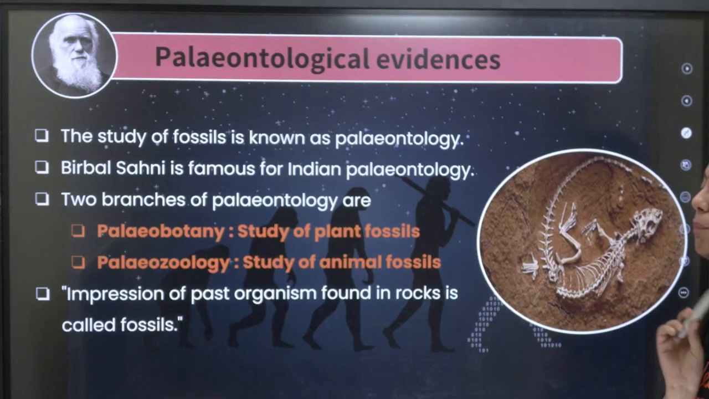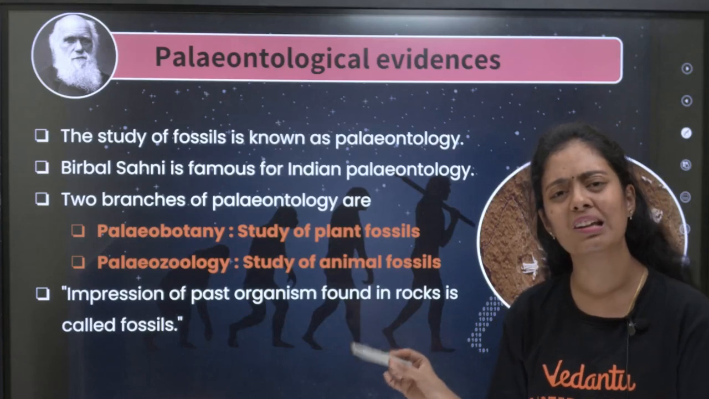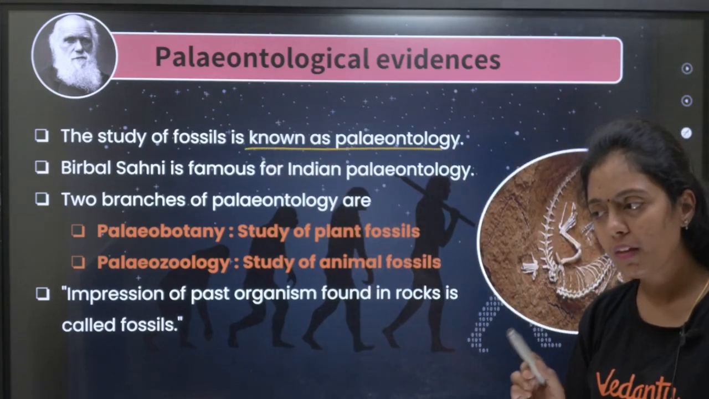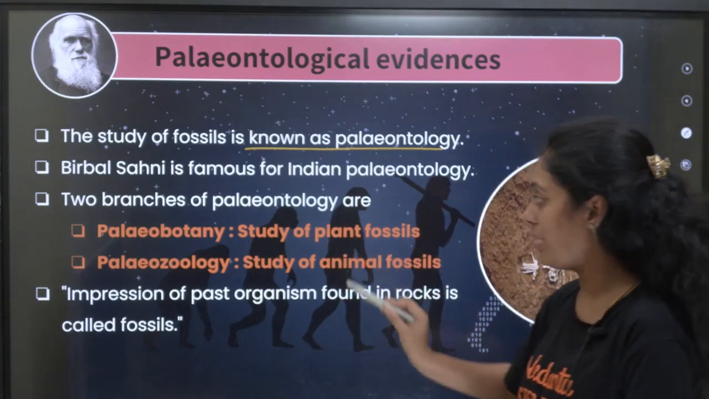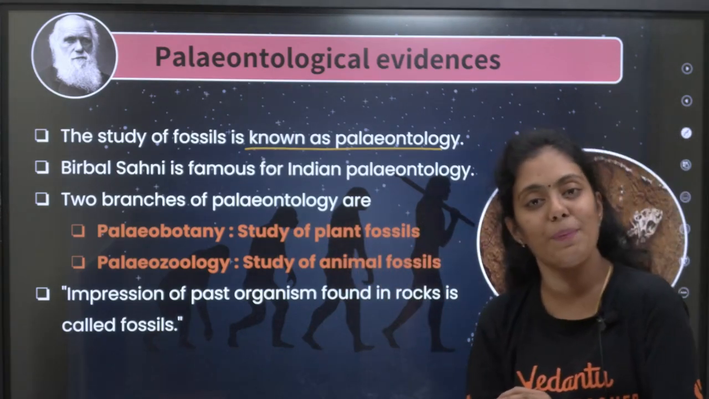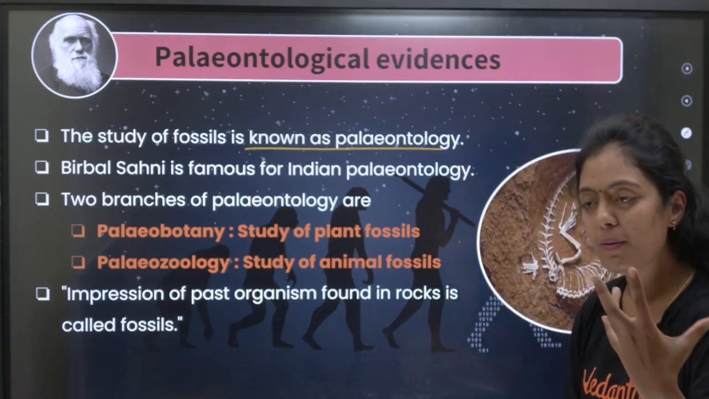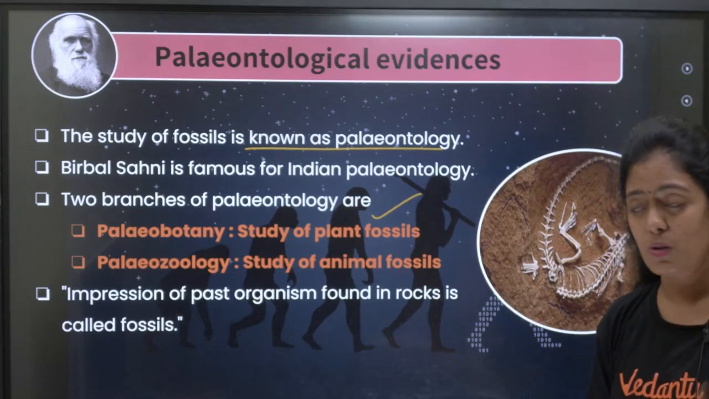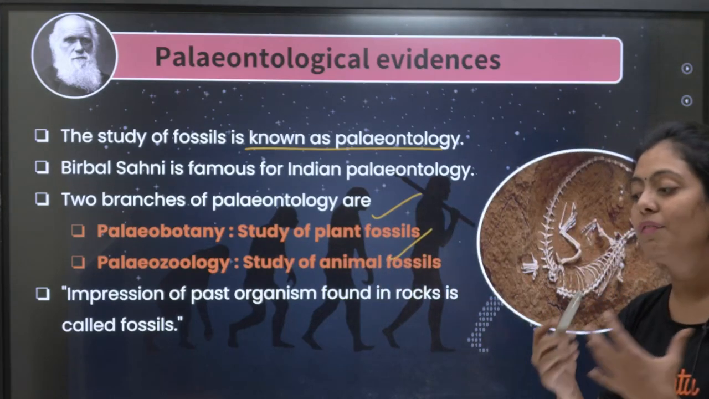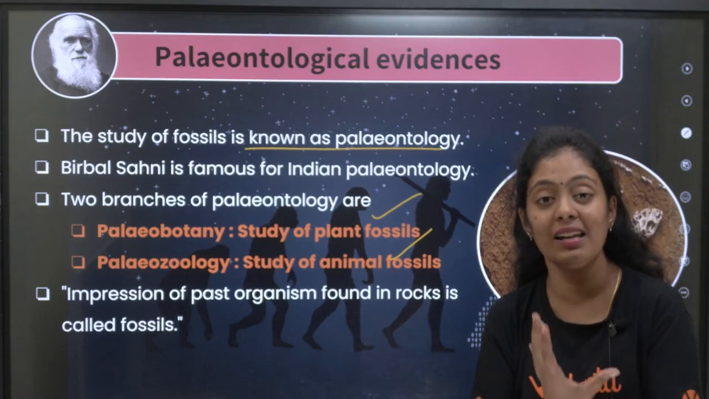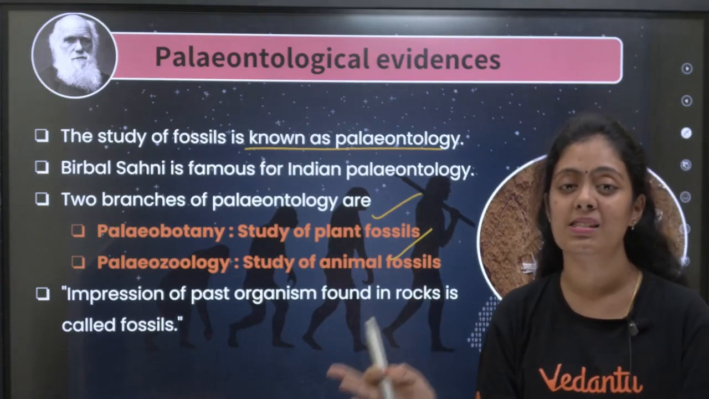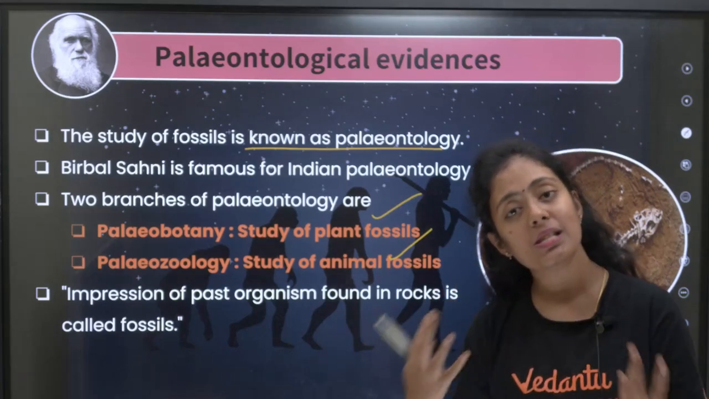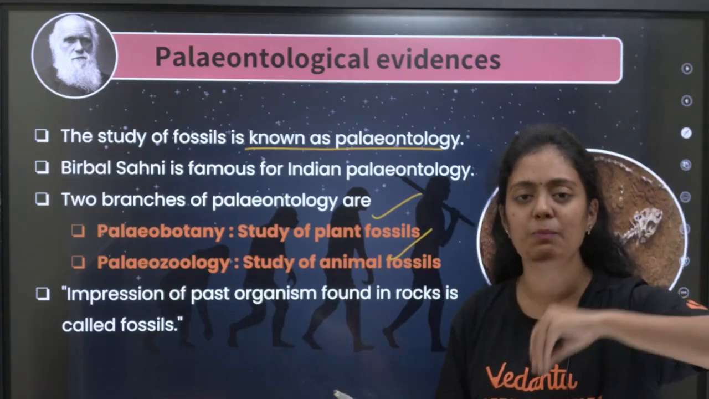So let's look at them one by one. What is paleontology? Easy MCQ question. It is the study of fossils. Okay, so you have Birbal Sahni, a famous Indian paleontologist. There are two types of paleontology. Paleobotany is the study of plant fossils. Paleozoology is the study of animal fossils. So what are fossils? The remains of dead plants and animals are called fossils. The organism does not decompose completely, and some part remains.